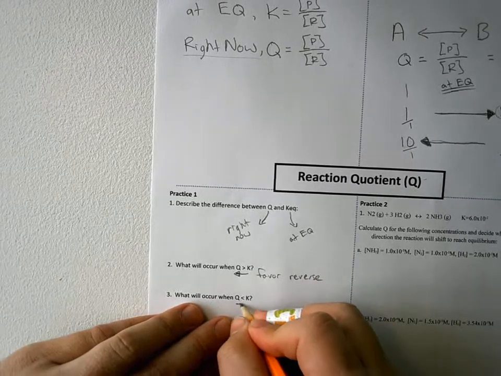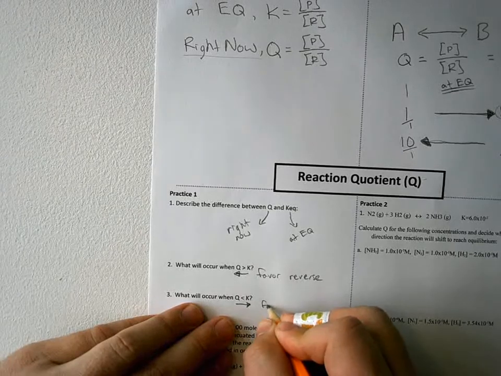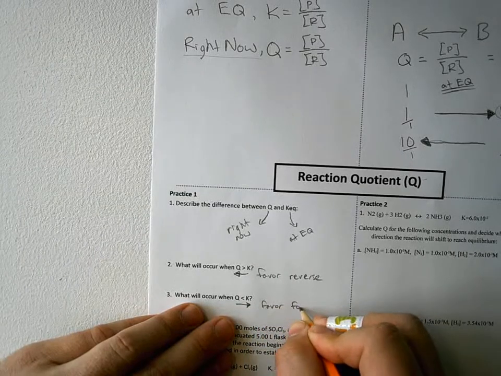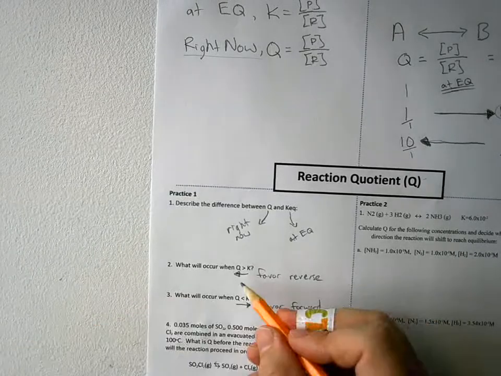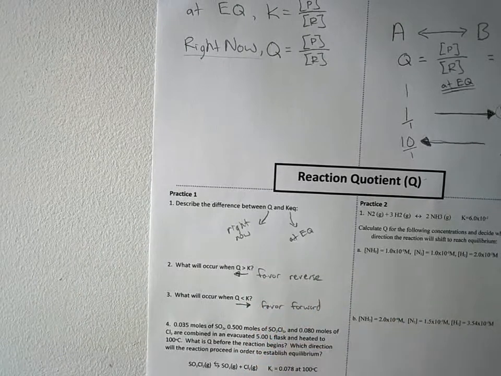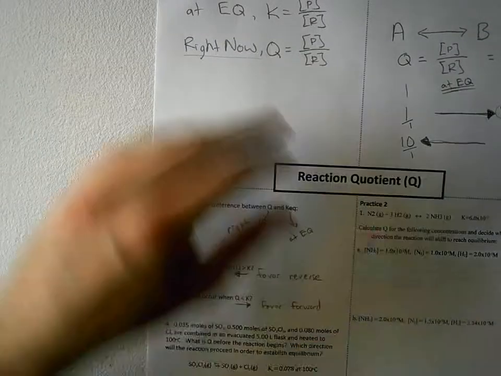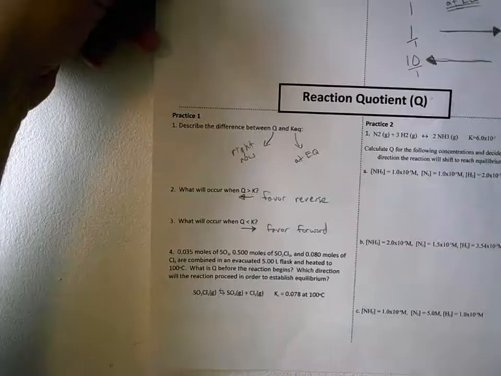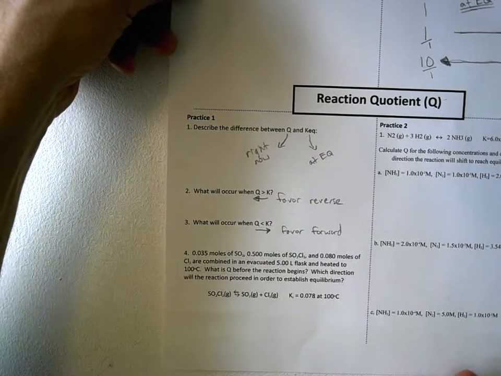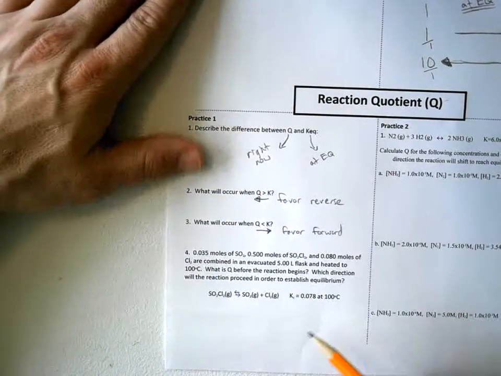What happens when K is bigger than Q? It's going to go towards that greater value, and it's going to favor the forward reaction. The goal of all this is to try and reach that equilibrium value. Now let's apply this conceptual information to a problem, a little more quantitative in nature.